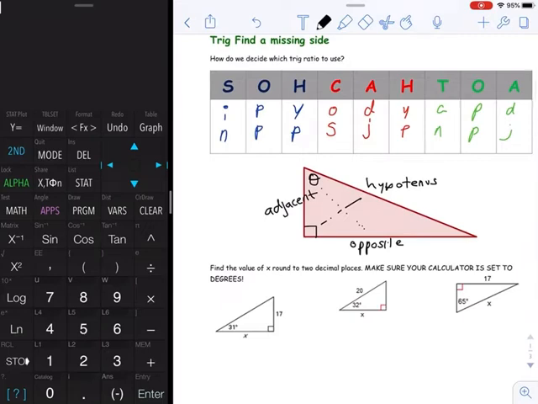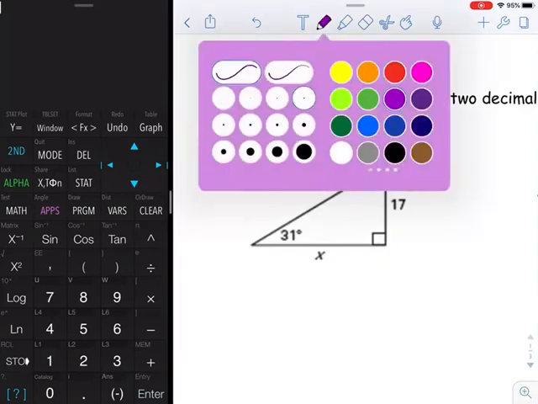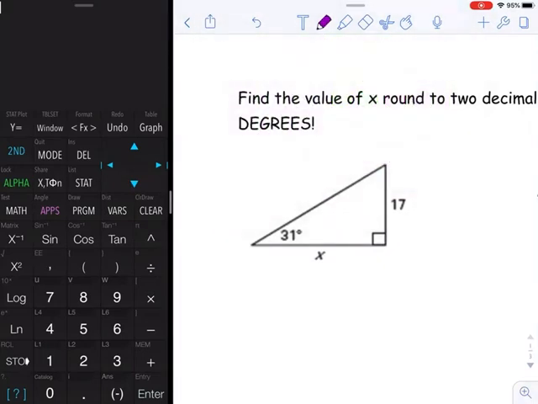Alright, so there's two punchlines for what trig is great for. One, you can find missing sides of a triangle, and two, you can find missing angles of a triangle. It just depends on what information you have and what information you need to find. So let's just dive into this problem. This is the punchline. This is what we're going to be doing for the next few days.